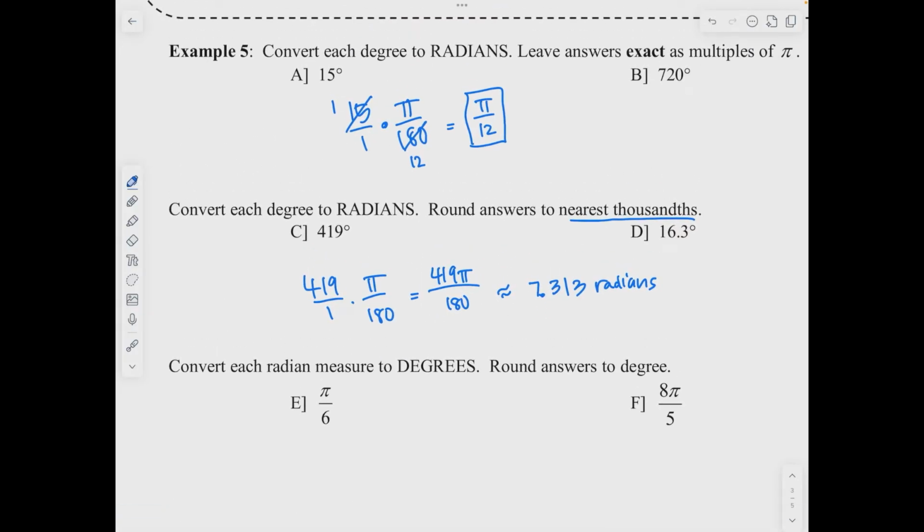Okay, and then last one, convert each radian measure to degrees. So I have pi over 6. So again, if I want to go to degrees, in order to get rid of pi, I need pi in the denominator. So 180 over pi. So the pi's will cancel. I'm left with 180 over 6. So that leaves me with 30 degrees. So that would be my answer there.